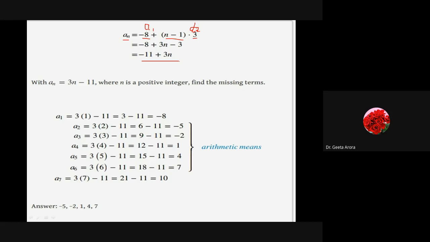And after that, we have to put n is equal to 2, 3, 4, 5 and 6 to find out the in-between terms. So A2 we are getting minus 5, then minus 2, 1, 4 and 7. Finally, we can also check whether A7 is coming correctly or not. We have 21 by putting n is equal to 7, minus 11 gives me 10. So this is how we are getting the values.